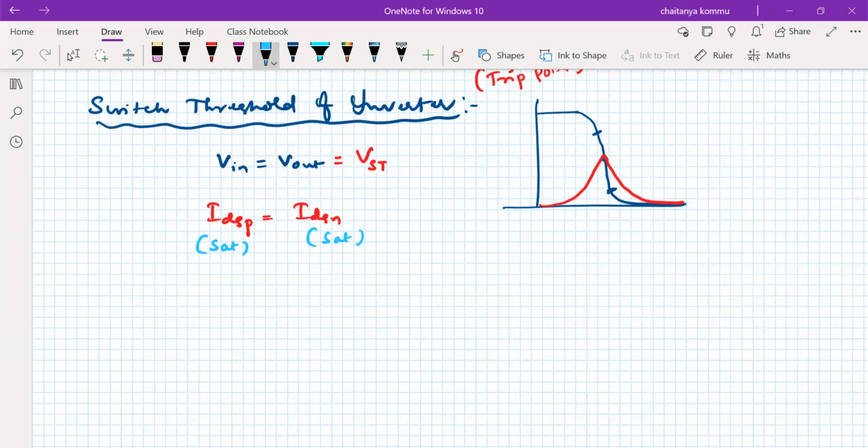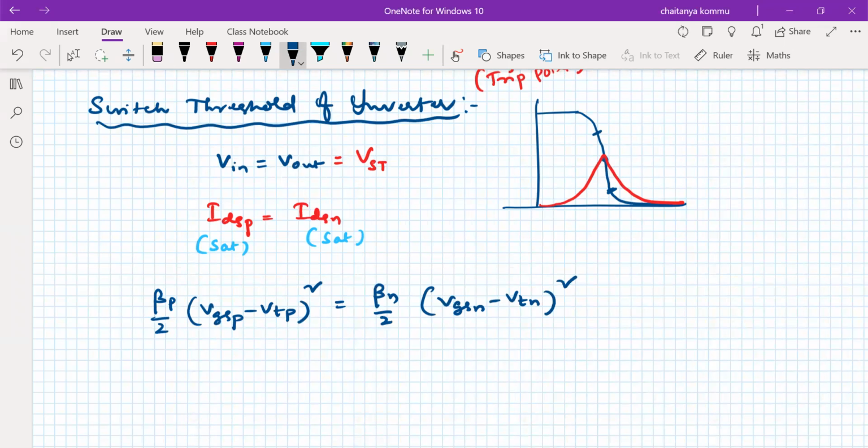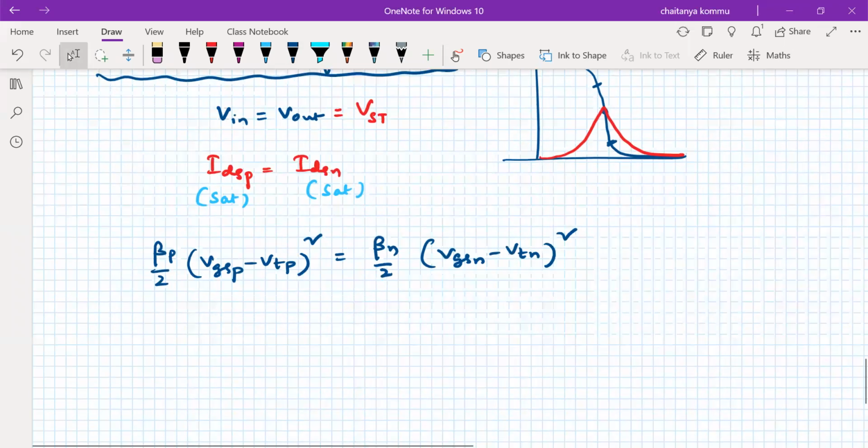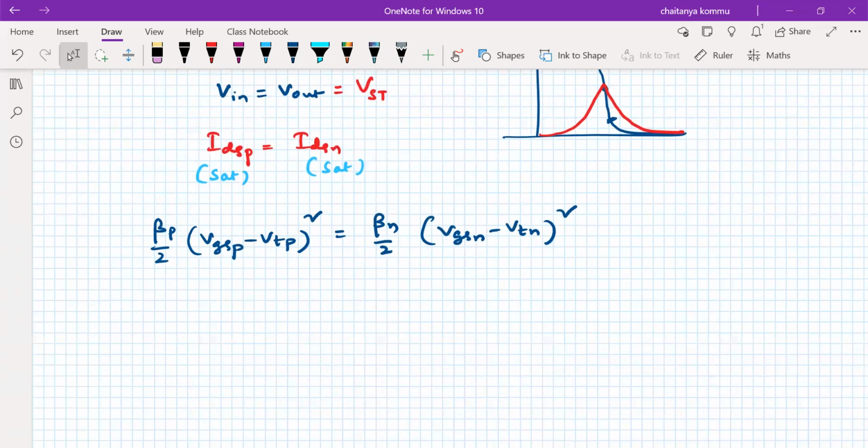So here, what is the current equation? Beta P divided by 2 into (VGSP minus VTP) whole square is equal to beta N divided by 2 into (VGSN minus VTN) whole square. Agreed? This is the point where I want to calculate my switching threshold, because the maximum current will flow here itself. That is the point where I can observe that Vin is equal to Vout.